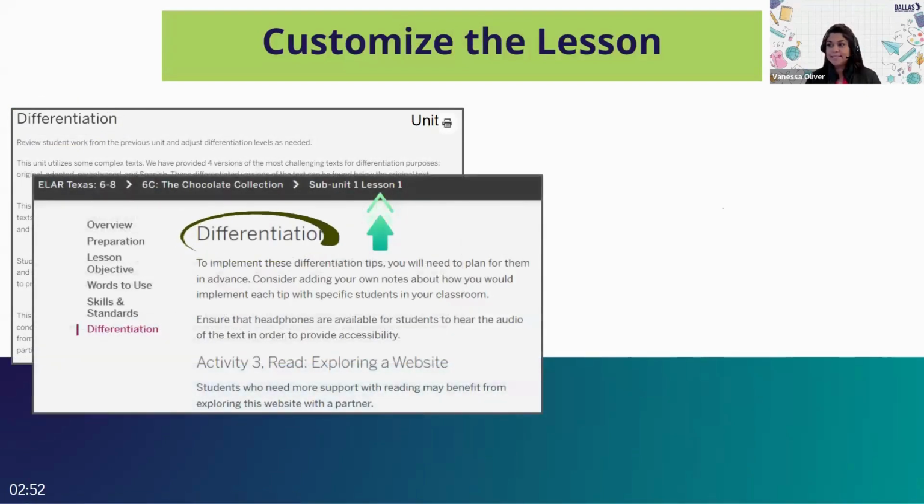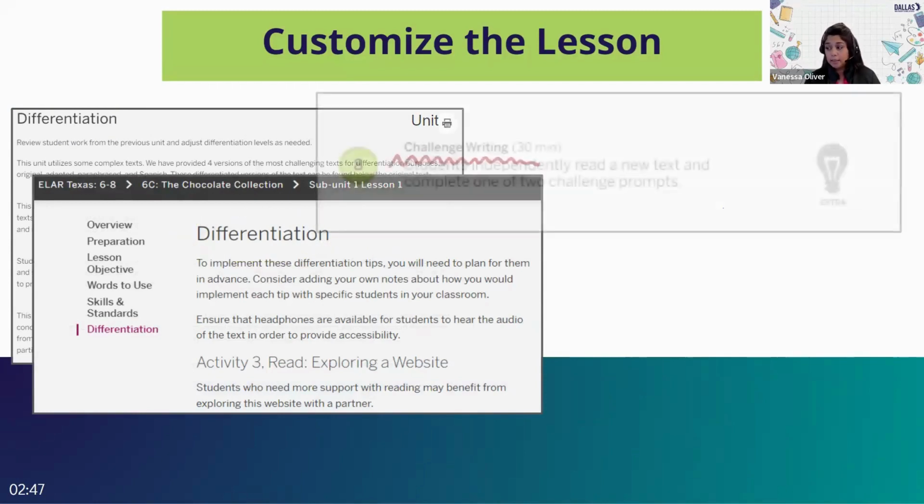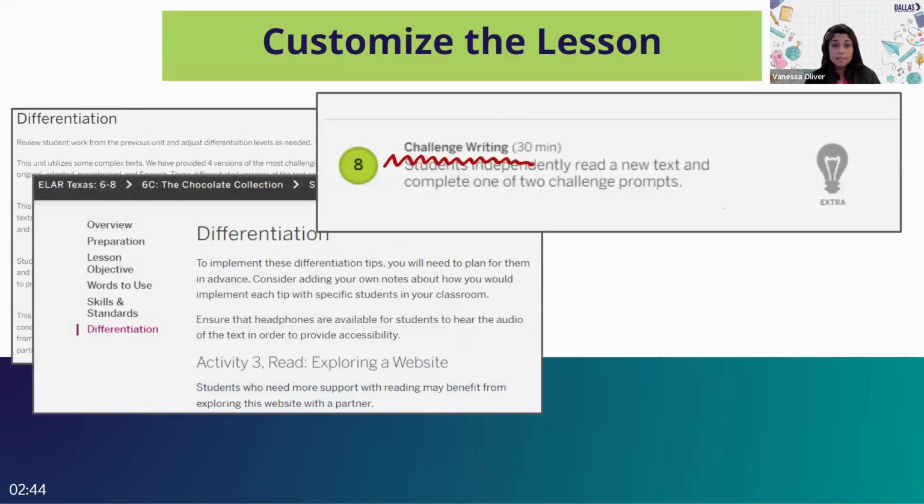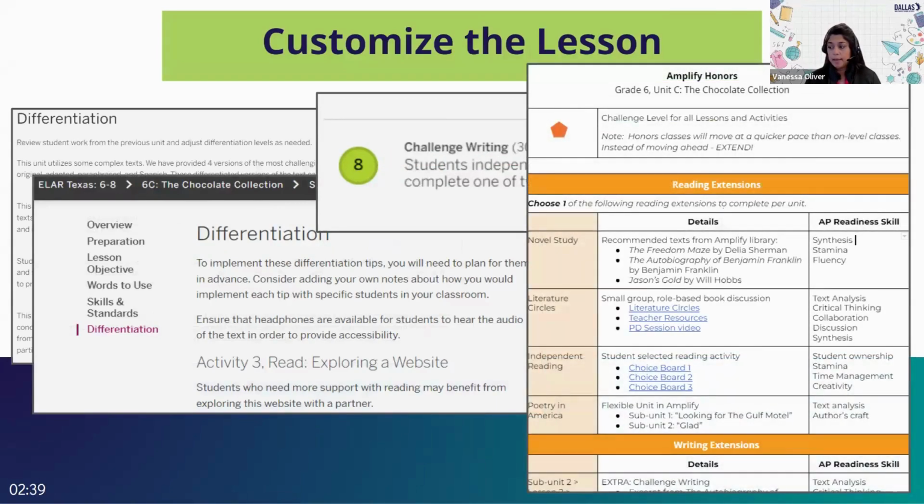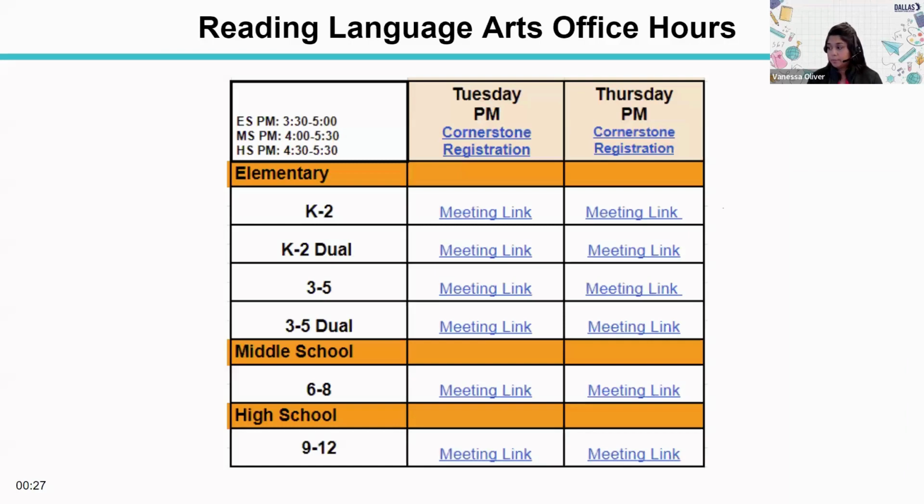Okay, in addition, there are some extension pieces in Amplify. Here's an example of a challenge writing embedded in the lesson, and these are optional, as are the extended reading pieces. And on each IPC, the honors document is linked under additional resources to provide some extension exercises for your students. It's not just for honors, this can be for any student in your classroom. In addition, we have the Elevation strategies accessible through Clever.